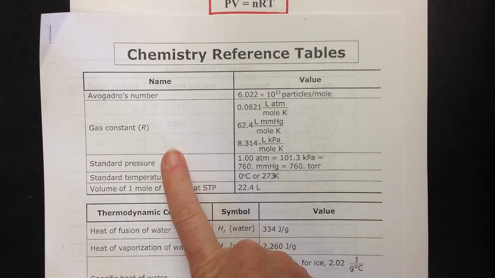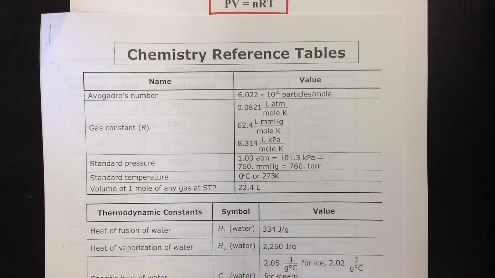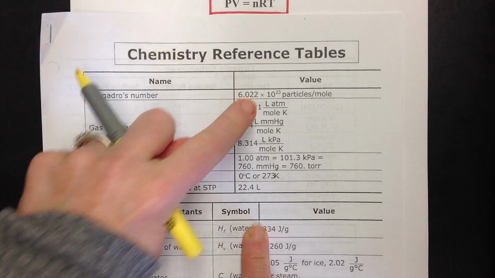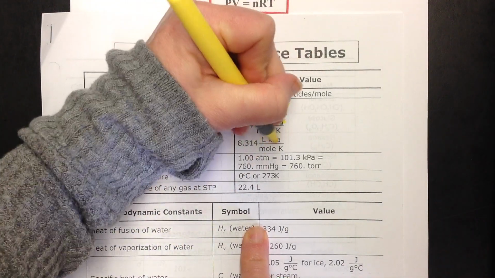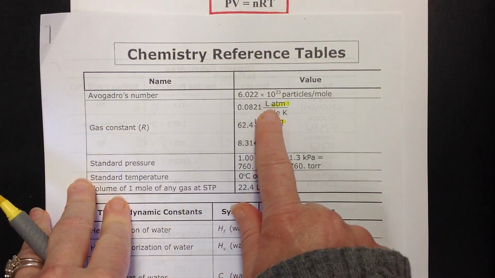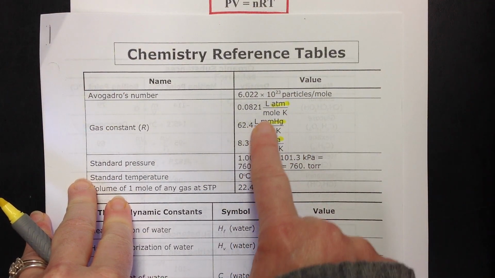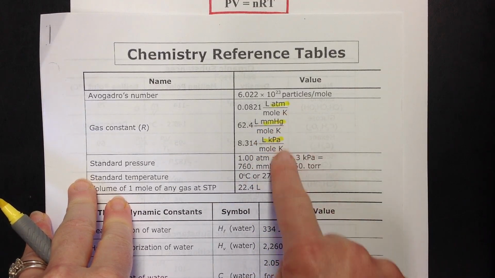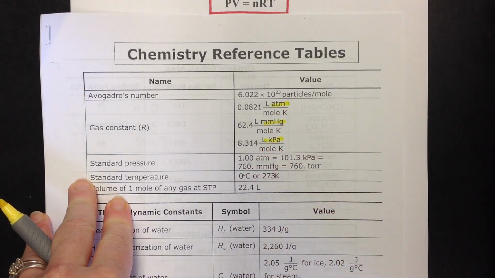Now what you can see here is for R, we have three different numbers to choose from. But what I want to point out is, aside from the numbers being different, the only difference in these units is pressure. You can see that volume is in liters for all of the R values. The amount is in moles for all of them, and temperature is in Kelvin. But we have some choices when it comes to pressure.